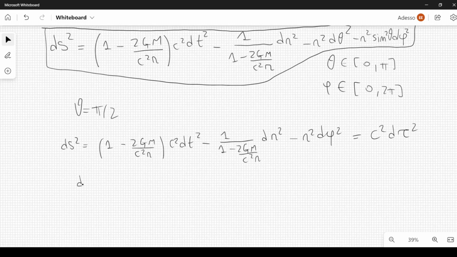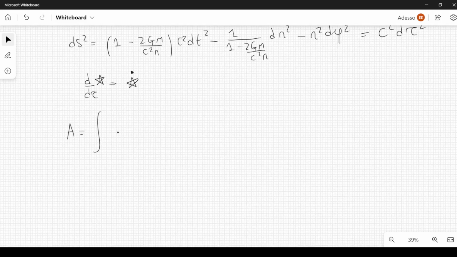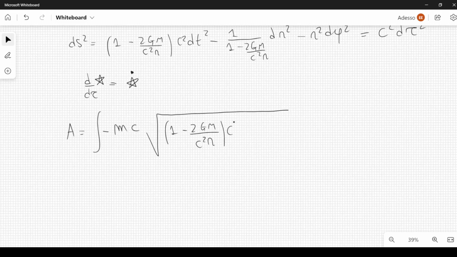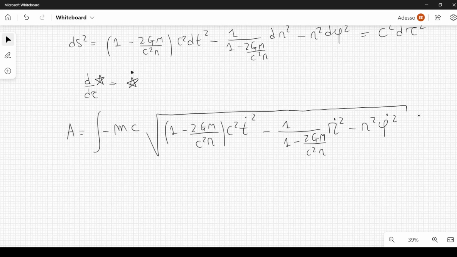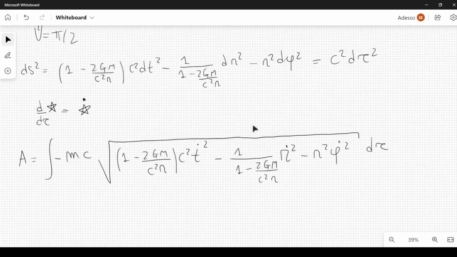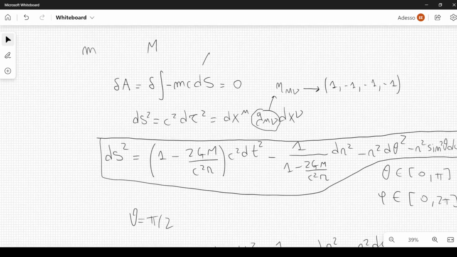Now we will use this kind of notation here, so the derivative with respect to tau of a certain quantity will be equal to the quantity with a dot here. So this quantity with a dot will be the derivative with respect to proper time tau. The action can be written in this form, so integral of minus mc, and now we have the square root of 1 minus 2GM divided by c squared r, c squared t dot squared, minus 1 over 1 minus 2GM divided by c squared r, r dot squared, minus r squared phi dot squared, and then we have d tau. And if you remember, we started from this expression here. So if you want to, we can also rewrite it as A equal to integral minus mc ds.